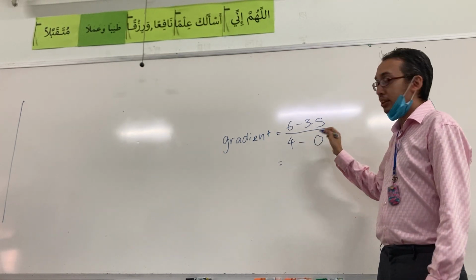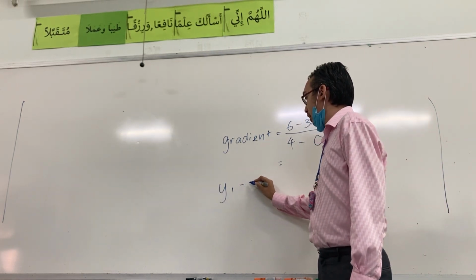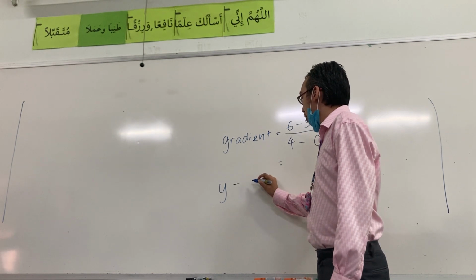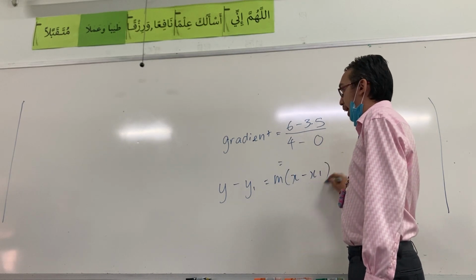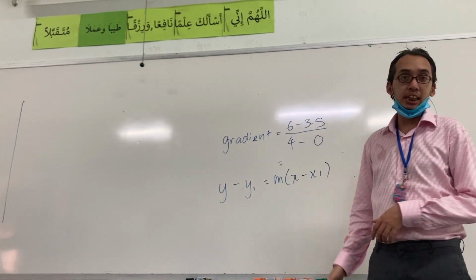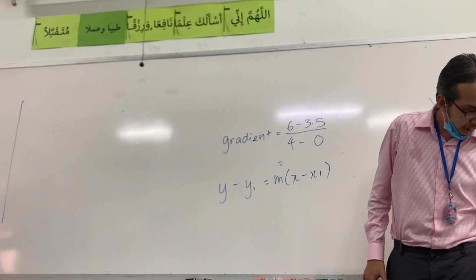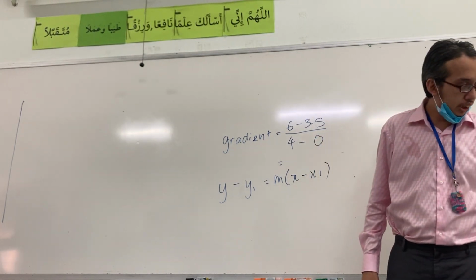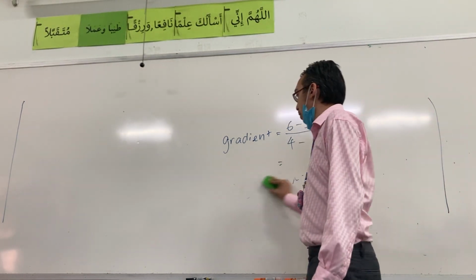After you get the gradient, you will need to use y minus y1 equals m times x minus x1. That will give you the equation of the line, where you substitute the point (4, 6). The answer key has already written it, so it should be quite fast and everybody should be able to get it.